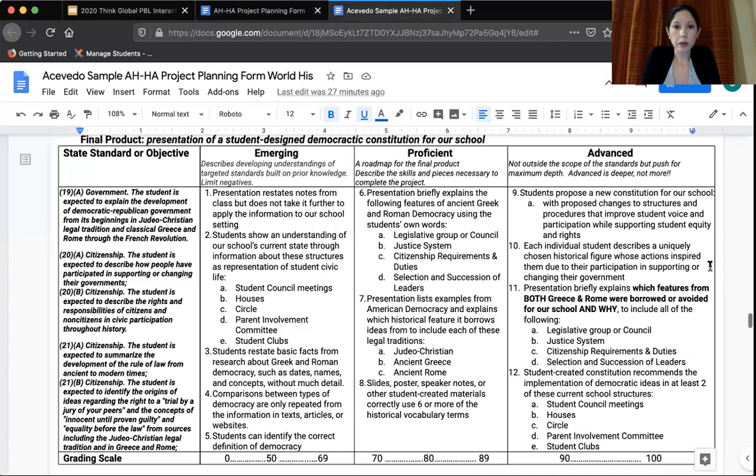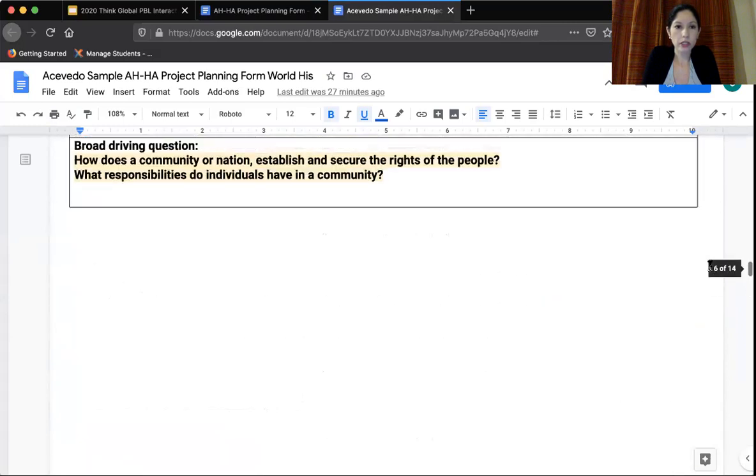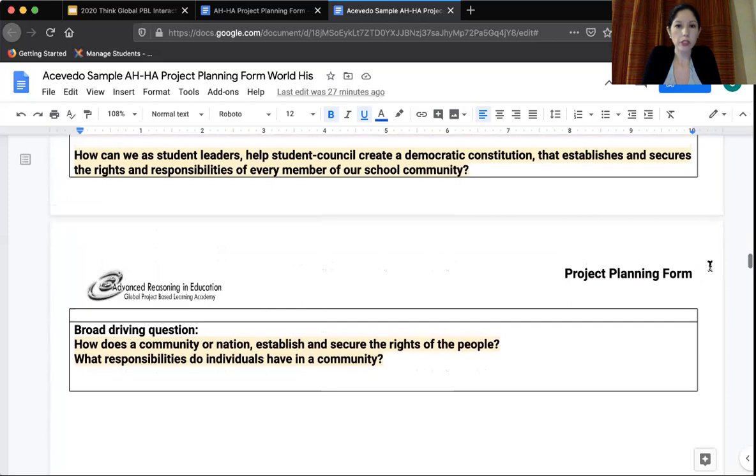But before I do, I want to go back and show you my driving question. So this project has a driving question and a broad driving question. This is my driving question up here. So how can we as student leaders help student council create a democratic constitution that establishes and secures the rights and responsibilities of every member of our school community? So the students are going to be putting together and proposing a brand new constitution for their school community.